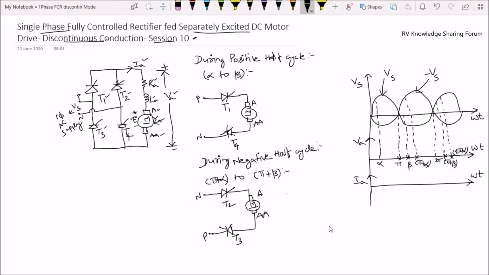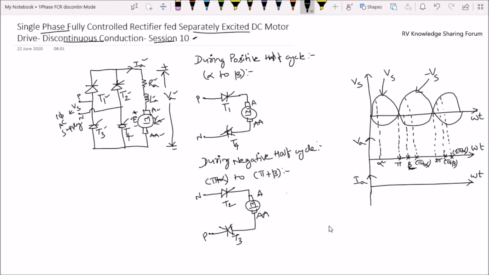Now let us first understand what is the discontinuous mode of operation. In this discontinuous mode of operation, at an angle called the extinction angle beta, the current becomes 0. That is known as discontinuous conduction mode of operation. In our previous continuous conduction mode, the current flowing through the motor is always continuous. Whereas in this case, the current through the thyristors T1 and T4 flows from the angle alpha to beta, and at the angle beta, the current becomes 0.